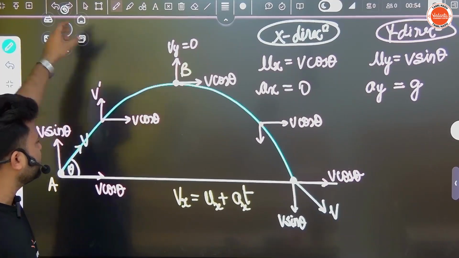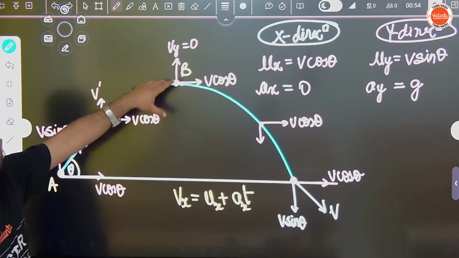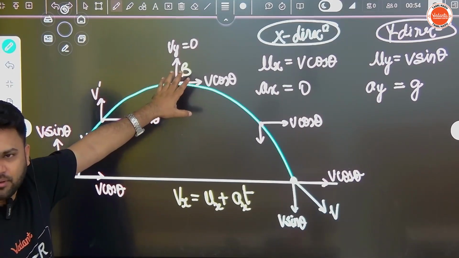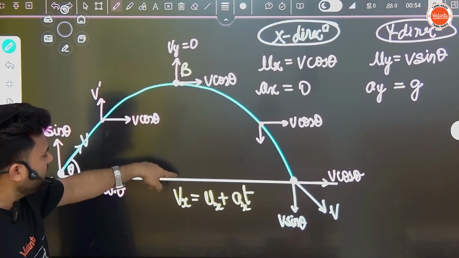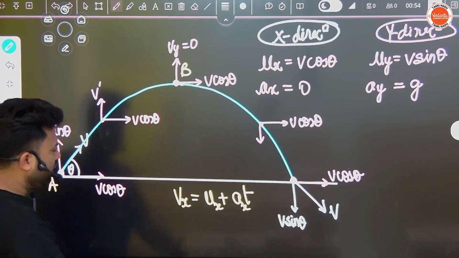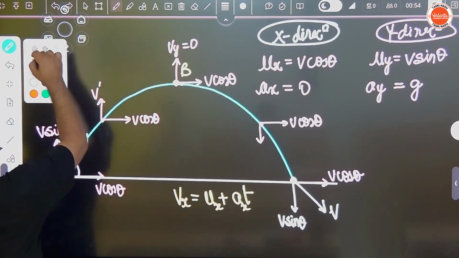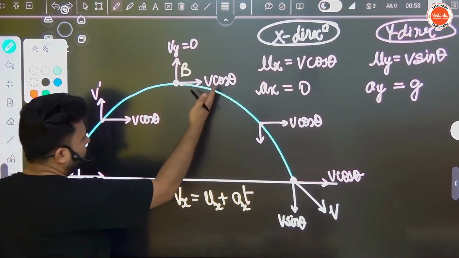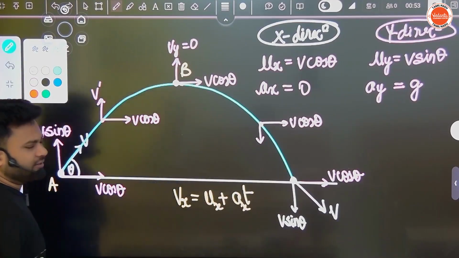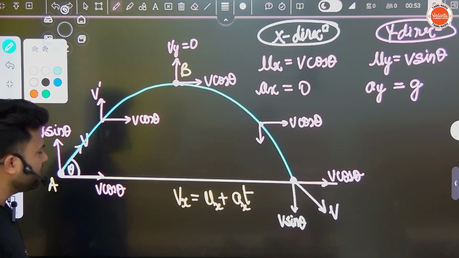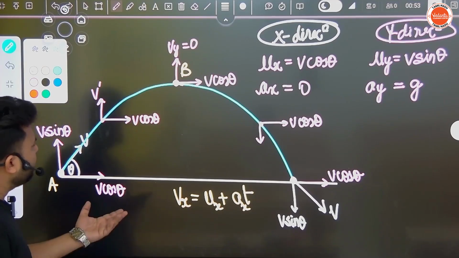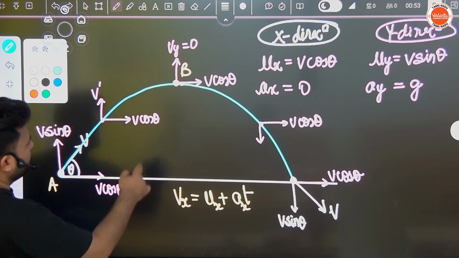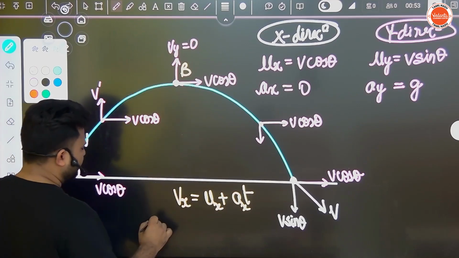I asked this question: what is the time taken by the ball to reach the maximum height? This is the maximum height from the ground. So if we apply this formula, you say final velocity in x direction. If you solve a little bit, it will be complex. Correct? Not complex, you can solve. So final velocity in x direction is v cos theta.